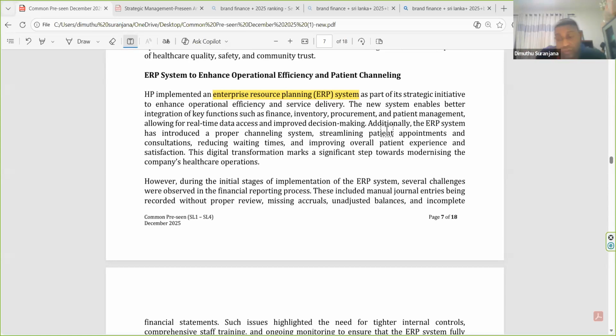The topic is the ERP system to enhance operational efficiency and patient time. So you must look at the ERP part of your syllabus. They're talking about ERP, so it is more possible to get questions from this section.